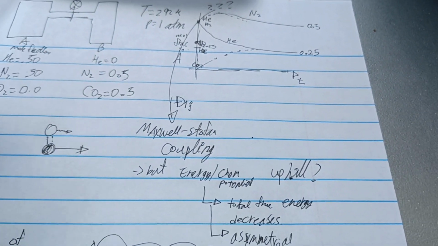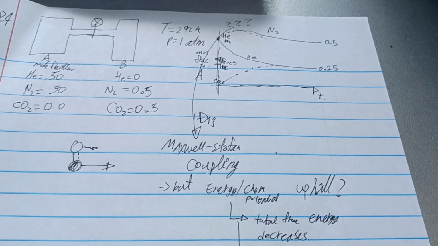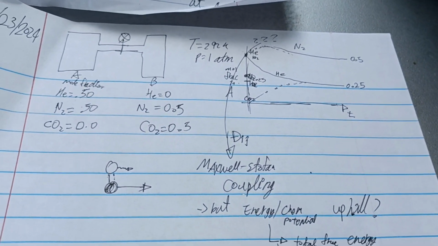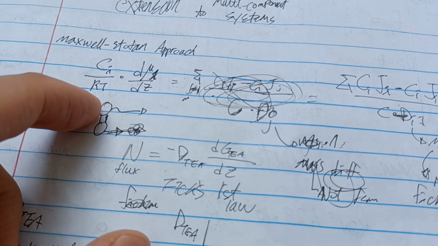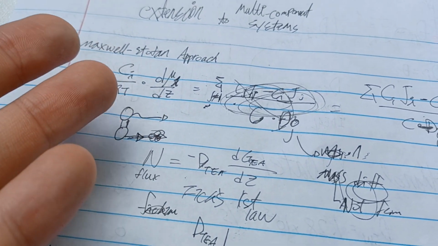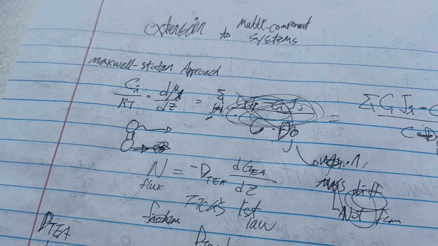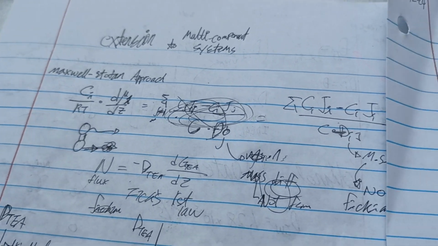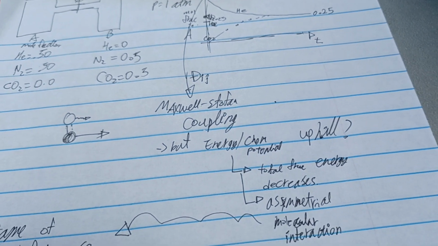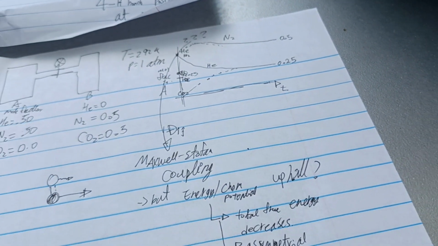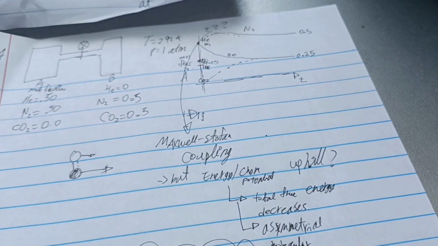That's because of the Maxwell-Stefan couplings that we talked about here, how the movement of one molecule kind of tags along and influences other molecules' movement by dragging along the other molecules through the intermolecular interaction. But we're still going uphill in terms of energy, chemical potential.